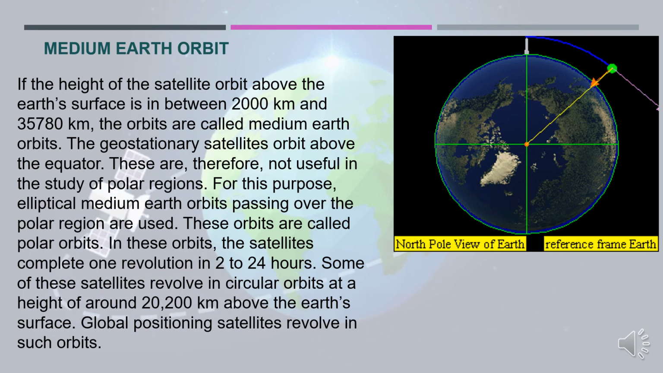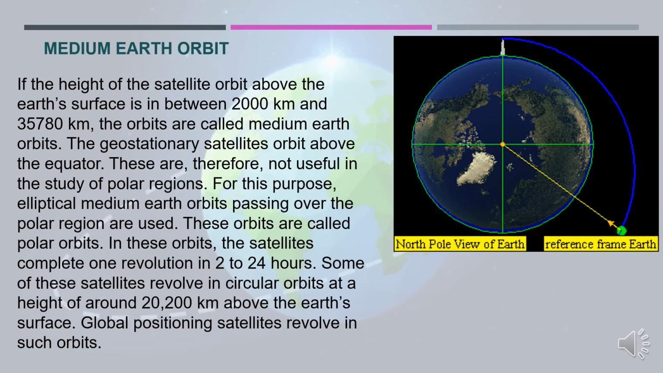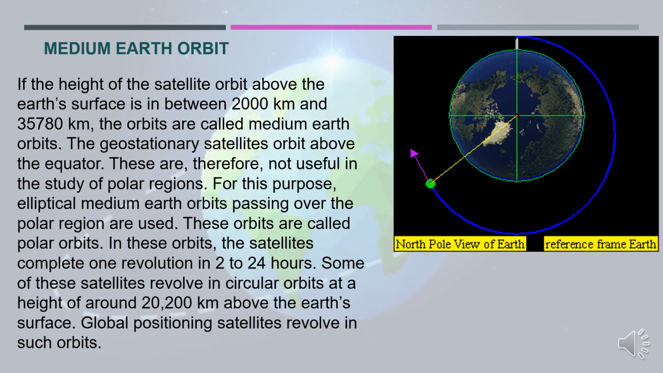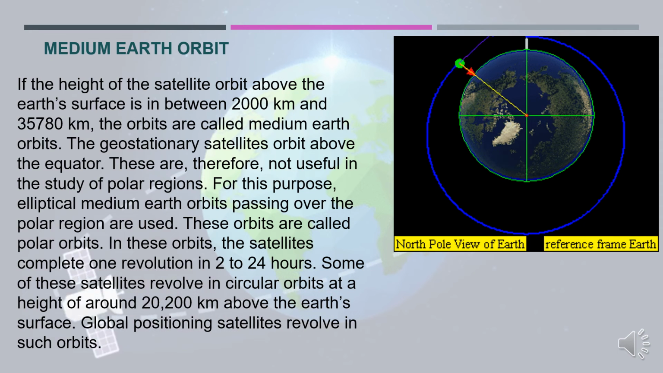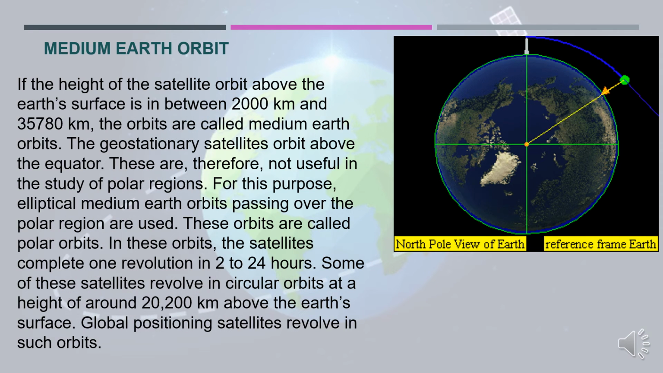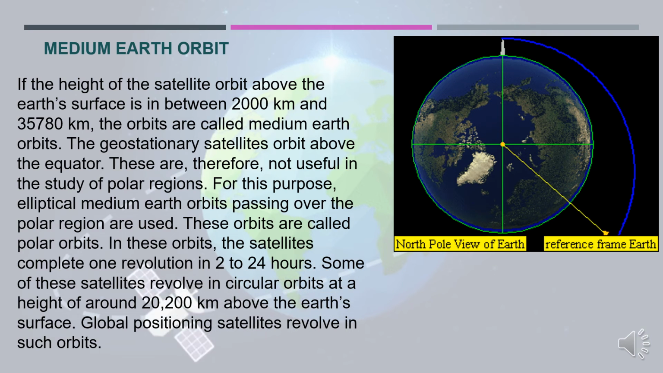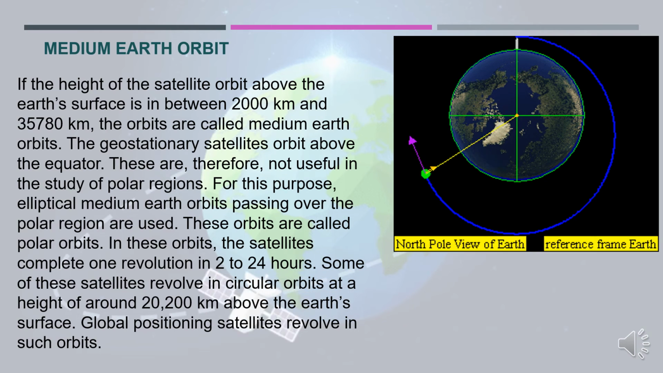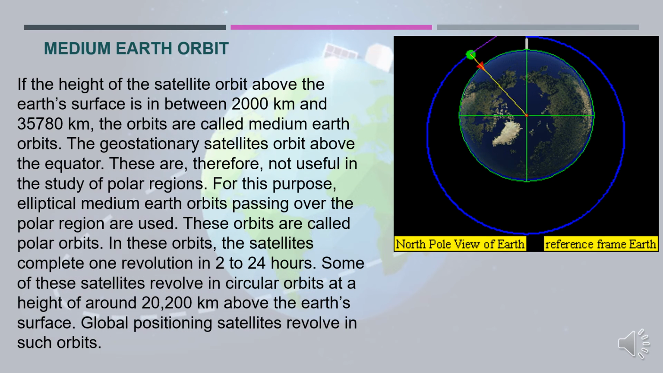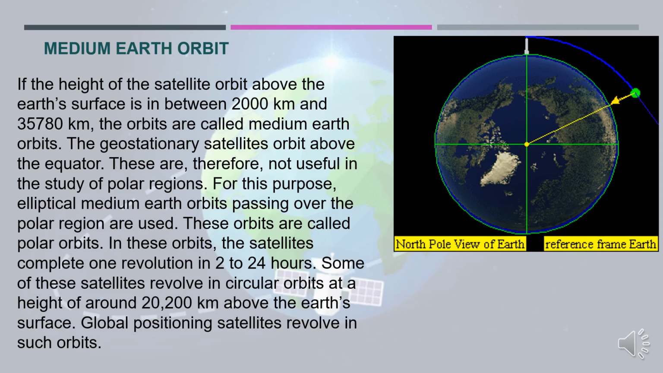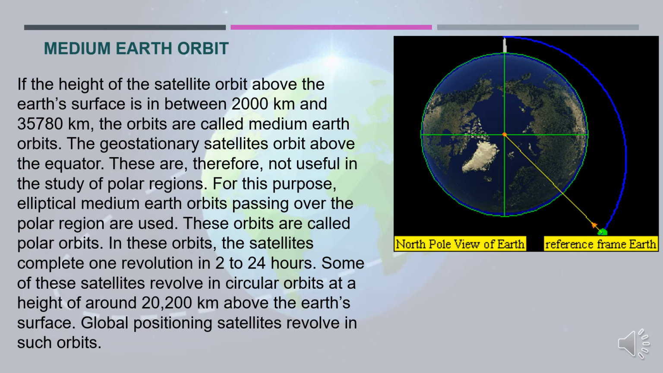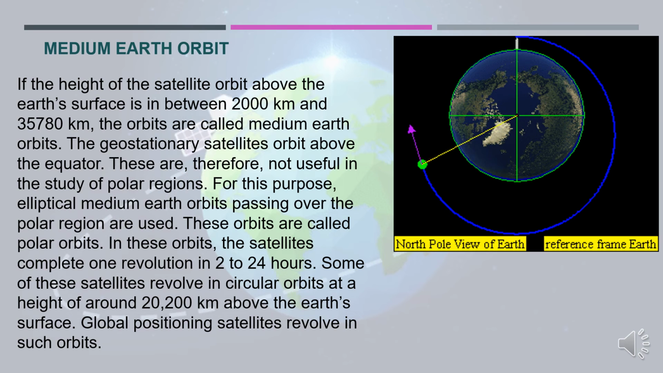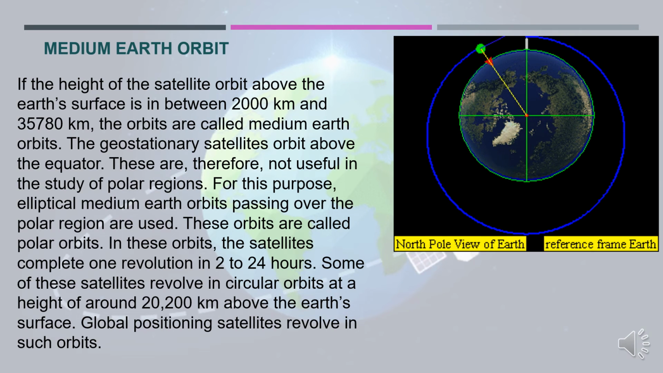Now, the geostationary satellite orbits above the equator. These are therefore not useful in the study of polar regions. Because they are not moving, they are not useful for studying the areas around the polar region. For this purpose, an elliptical medium Earth orbit passing over the polar region is used. So as I told you, in high Earth orbit they are not moving, so they are not useful for the study of the polar regions. Medium Earth orbits are useful because they pass over the polar region also. These orbits are called polar orbits as well.